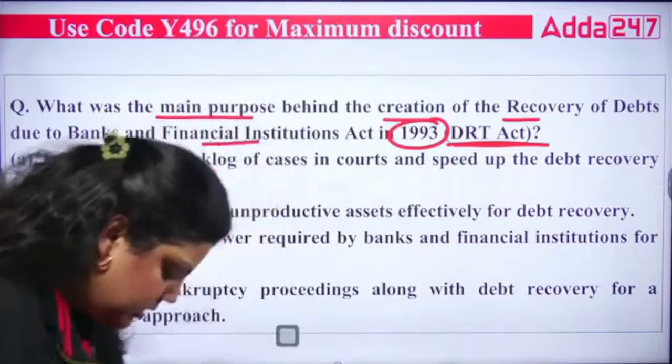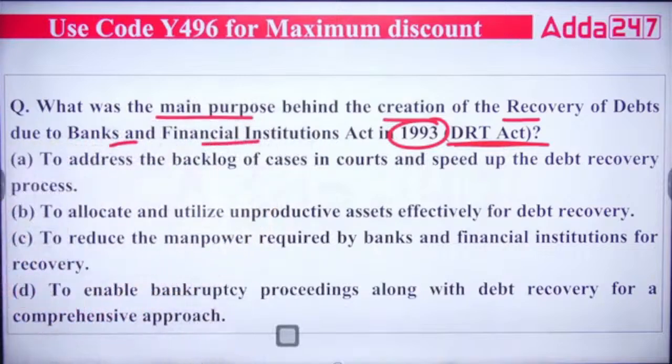Second is to allocate and utilize unproductive assets effectively for debt recovery. Third is to reduce the manpower required by banks and financial institutions for recovery. Fourth is to enable bankruptcy proceedings along with debt recovery for a comprehensive approach. So the main reason behind introducing the DRT Act is to recover the loan.